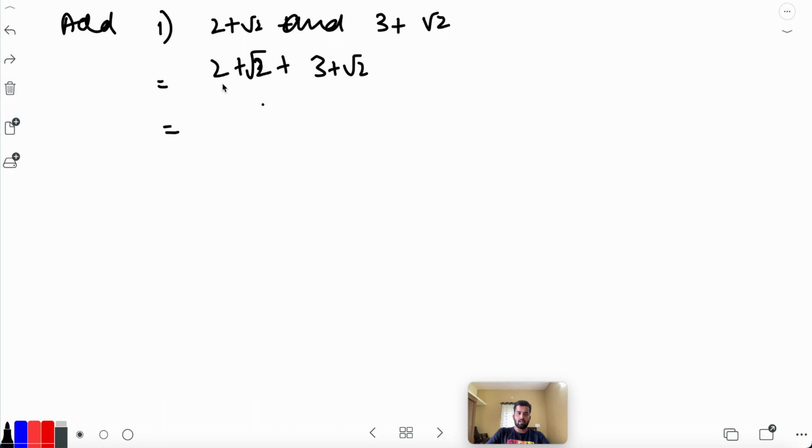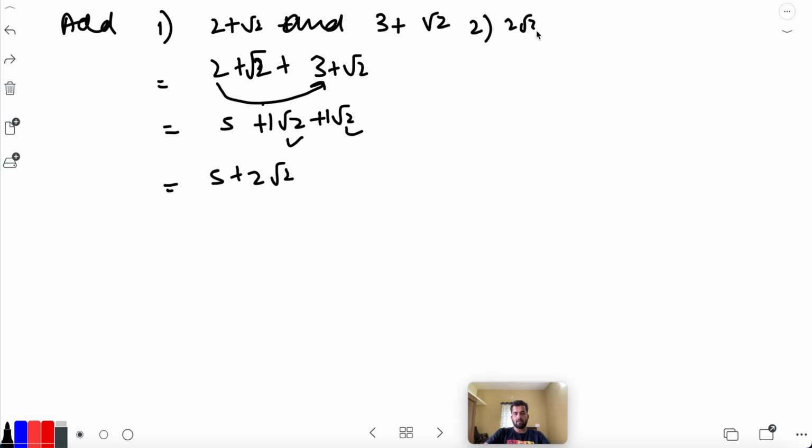Now add this 2 plus 3, what is that? 5. And root 2 plus root 2, right? See, both are the same now, root 2 plus root 2. Can we write 2 root 2? By default 1 is there. 1 plus 1 is what? 2 root 2, right?